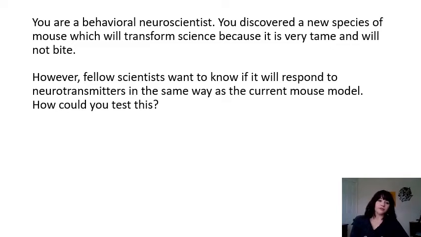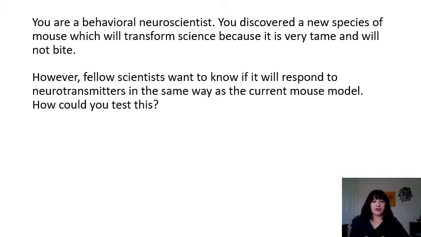Let's do another problem. You are a behavioral neuroscientist, and you discovered a new species of mouse that is very tame and will not bite. Right? So other researchers want to know if its brain works the same way as normal mice. So do the brain cells respond to neurotransmitters in the same way as the current mouse models, right? So you've got this mouse, it behaves differently. They want to know, how is its brain similar or different, specifically in terms of how it responds to neurotransmitters. And how could you test this? So take a minute, pause the video, and try to answer this question.